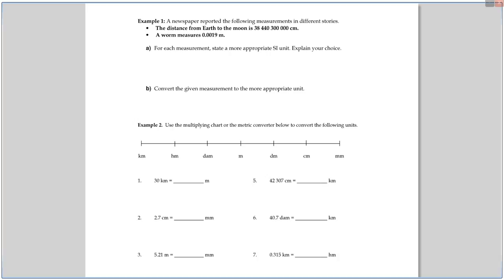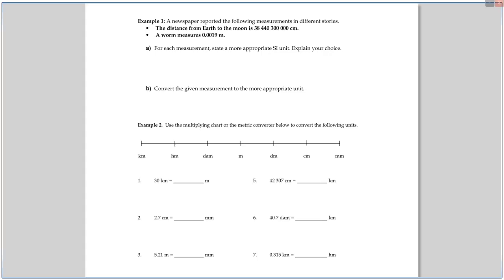Okay, example 1. A newspaper reported the following measurements in different stories. The distance from Earth to Moon is a very large number. A worm measures a very small number. For each measurement, state a more appropriate SI unit and explain your choice.